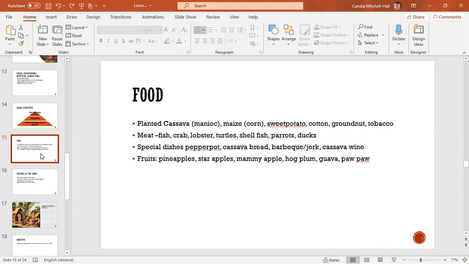Meat, they used fish. Any type of fish they would have used, crab, lobster, turtles, shellfish, parrots, ducks. Sir, and they usually eat something that looks like a rat. Manuku. It is called manuku. That looks like a rat. And they still eat it today. And they usually eat iguanas, and also yellow snake. That must taste good, especially the yellow snake. What?